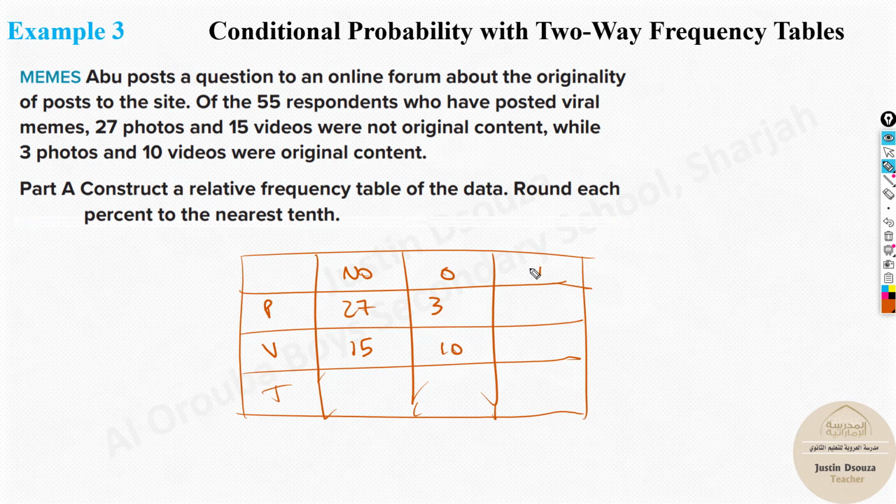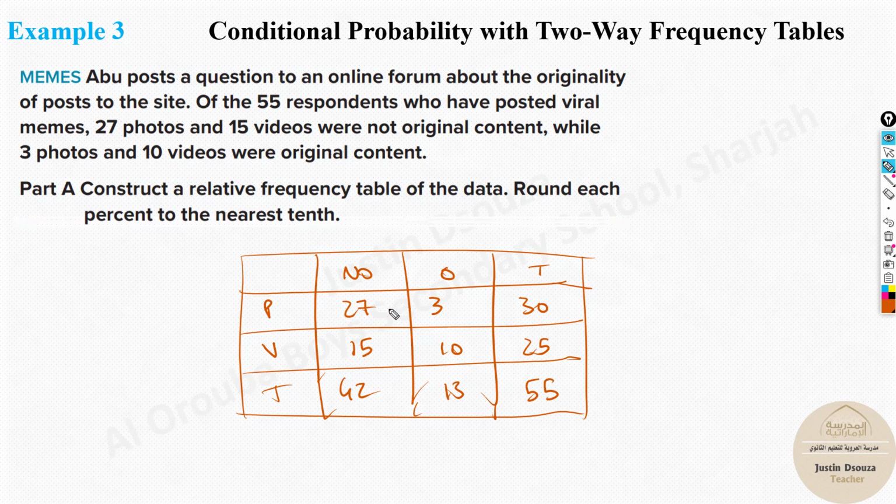So the totals over here, let's add them up. 13, 25, here it's 30, 42. 42 plus 13 would be 55. And over here it would be 30. 30 plus 25 is also 55. So this is the frequency table.